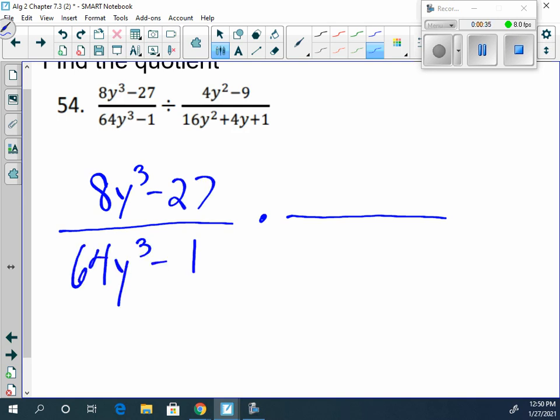into multiplication by, Lord, my brain just paused there for a second. Because we do this by changing it from division to multiplication and flipping the second rational expression.